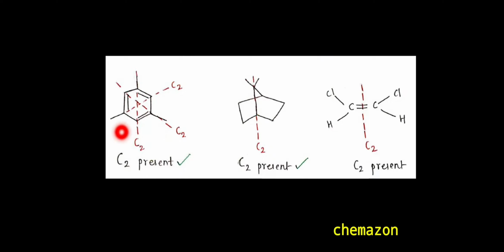So our first molecule is benzene, and in this benzene molecule you can see there are a total of 3 C2 axes. In the second molecule, again you can see that if we pass an axis through this bridge carbon, the axis would look something like this. And let us see this cis 1,2-dichloroethene. So in this molecule, again you can see if we pass an axis passing through the double bond, this is the C2 axis.